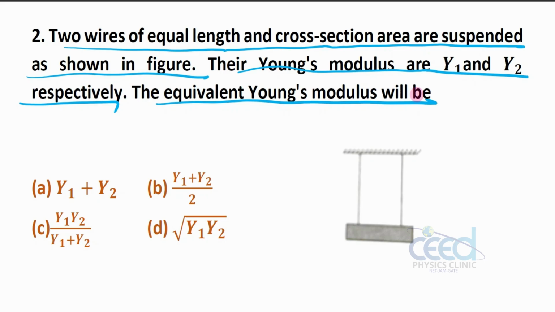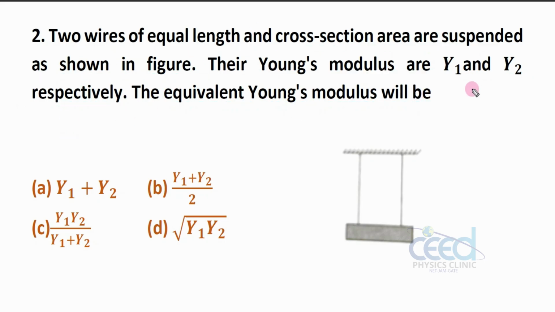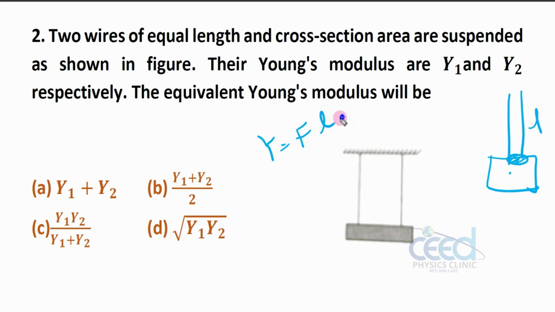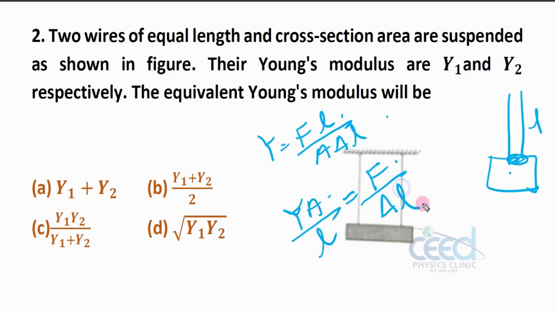See, suppose a wire of length L, with a weight, then Y is equal to FL divided by A delta L. Now YA by L is equal to F divided by delta L only. Compare to F is equal to Kx, that means K delta L. F is equal to Kx, that is the spring force, right? Then F by delta L is equal to K. So spring constant is F by delta L.